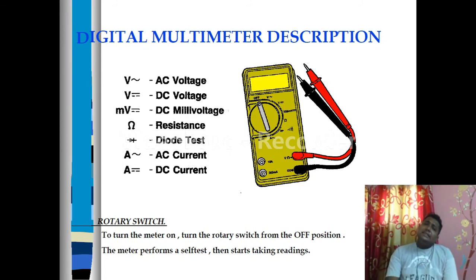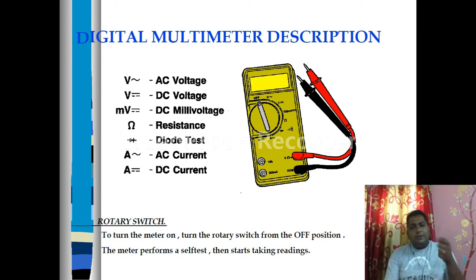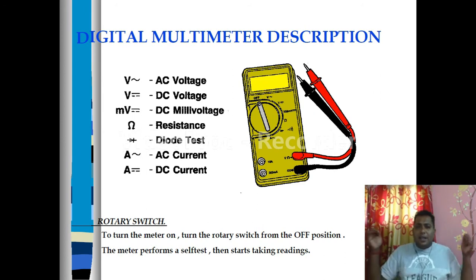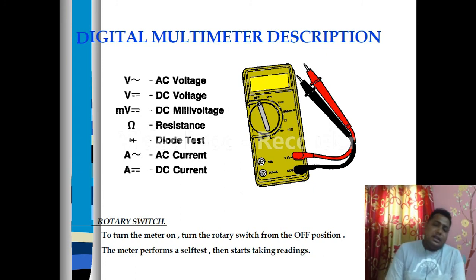Another thing is the continuity check. There is a buzzer knob where you can set the multimeter, and if we make the connection between two terminals, it will show a buzzer. It is used for checking continuity. If there is any break in a conductor, we connect the two terminals, and if the buzzer is blowing, then the wire is correct. If the buzzer is not blowing, there is some problem inside the wire. For that purpose, the digital multimeter can be used.